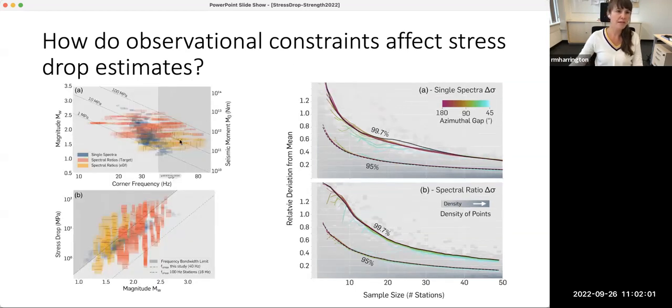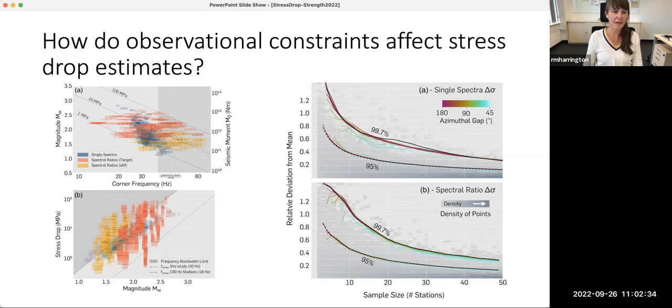And here I'm just showing you the estimated stress drop values for these events that we had within this Lasso array. The darker shaded areas are showing the single spectrum estimates, and the salmon and golden colors are showing our spectral ratio corner frequency estimates. And you can see that if you were only using single spectra, you would probably infer that the stress drops do get smaller with smaller moment values, and so on. So there's quite a wide variation.